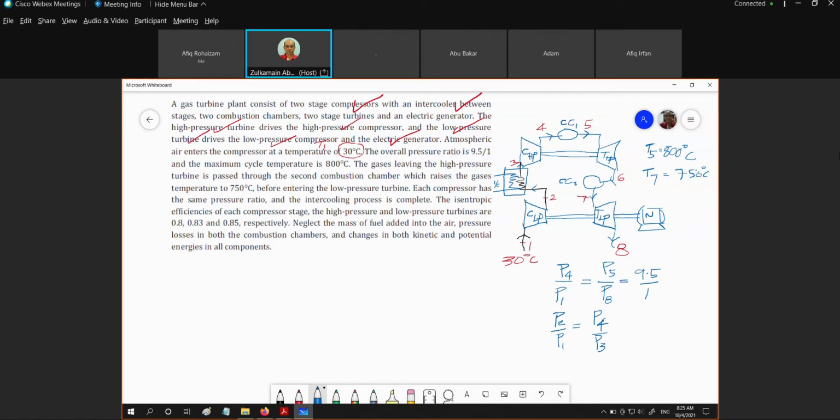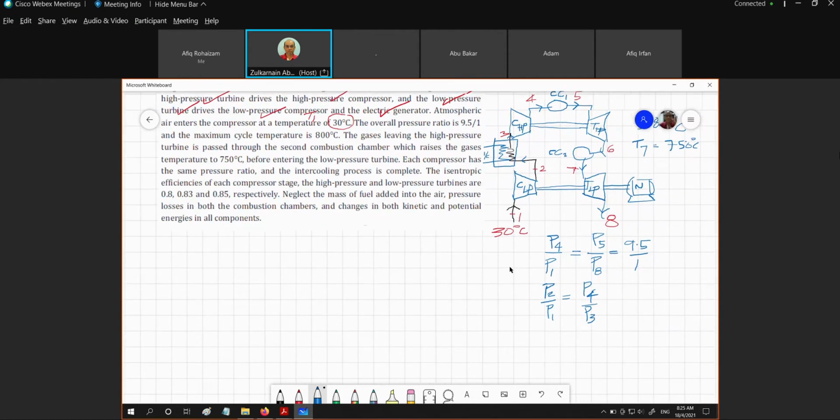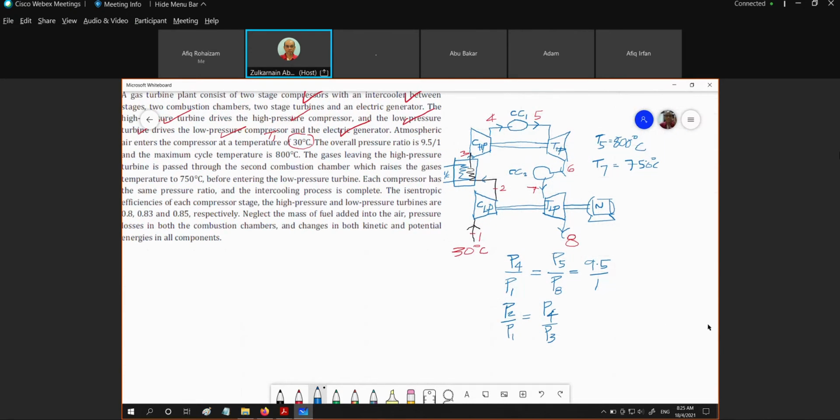And from this information, we could also write the relationship between the pressure ratios. So we have P4 over P1, which is the overall pressure ratio. P4 over P1 is equal to the pressure ratio of the low pressure compressor, and this is multiplied by P4 over P3.